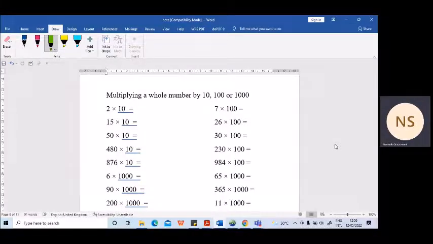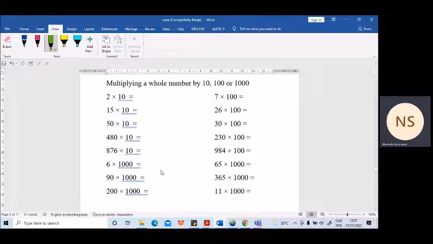Good afternoon, children. So today, as our maths lesson, we will learn how to multiply a whole number by numbers like this. These are also whole numbers, but you know that these are 10, 100, 1000, 10,000. So when you multiply by such numbers, you can get the answer easily without doing any calculation, right?